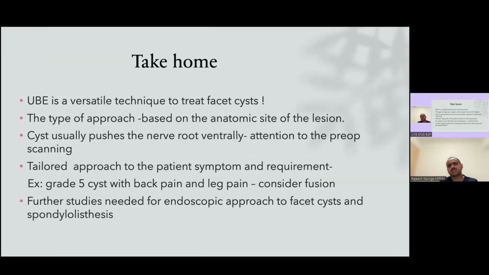And the take-home message: UBE is a very versatile technique for treating most of the pathology. The approach that you choose depends on the anatomic site of the lesion. And the facet cyst usually pushes the nerve root ventrally, so definitely pay attention to the pre-op scanning. You need a tailored approach to the patient's symptoms and their requirement. If the patient has a grade 5 cyst with a lot of back pain and leg pain, you can consider fusion. You need further studies, especially with the endoscopic approach.